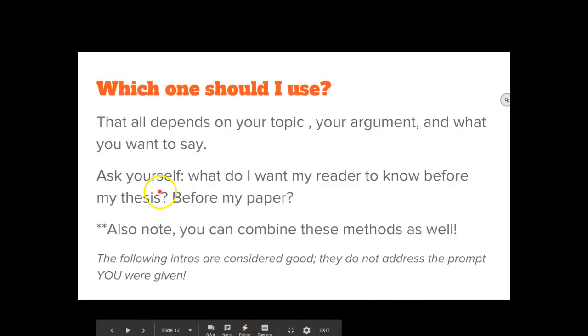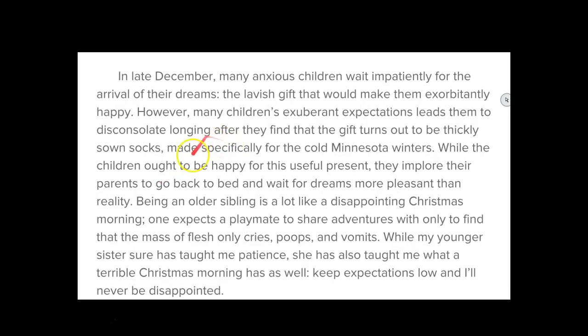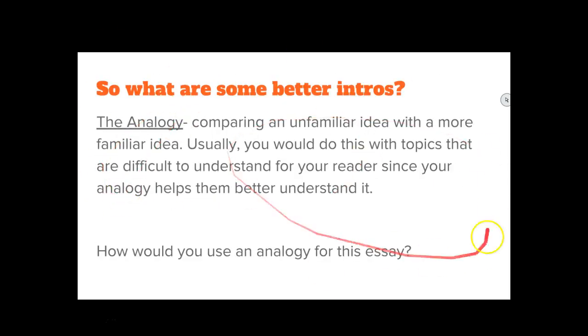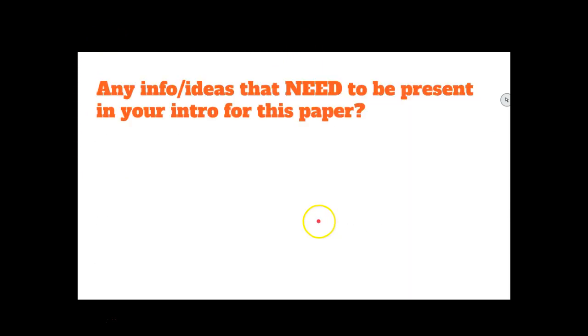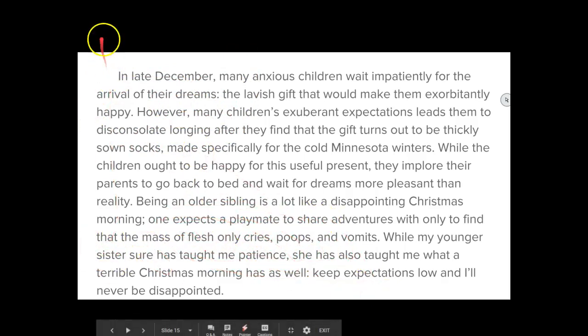So, here, what I'm providing is a description and example combined. Because I'm describing getting up and being excited and then being horribly disappointed by getting stupid socks. And then I make the analogy comparing getting a sibling to a horrific Christmas morning. So saying that, you think you're going to get something super awesome and then you just get something that is sad and makes you sad. So I've created this introduction to lead you to this point.